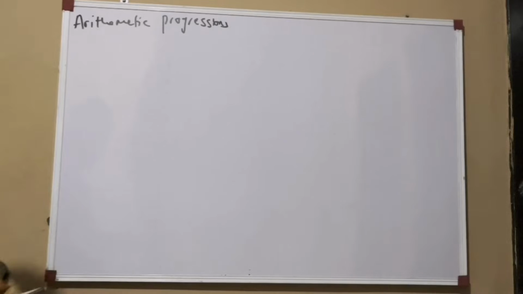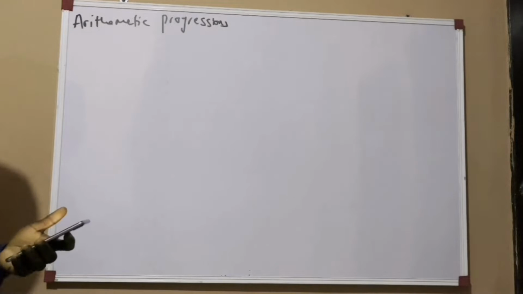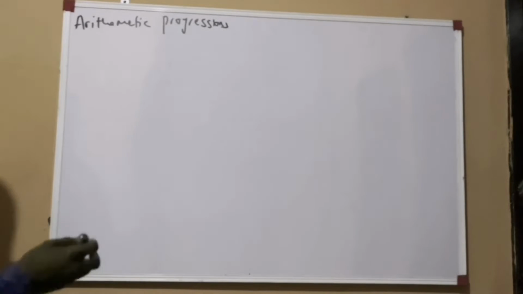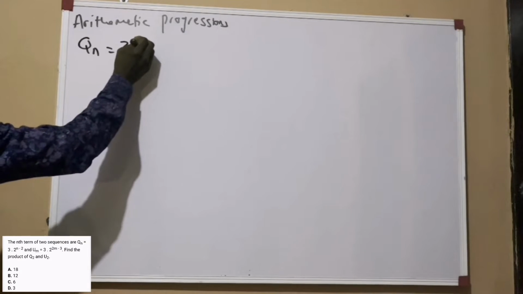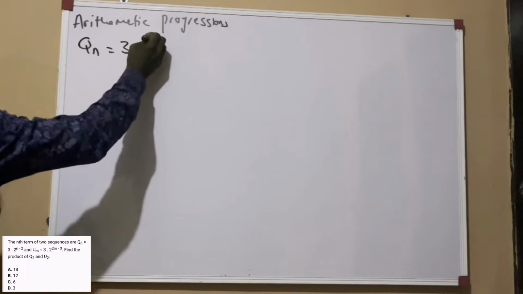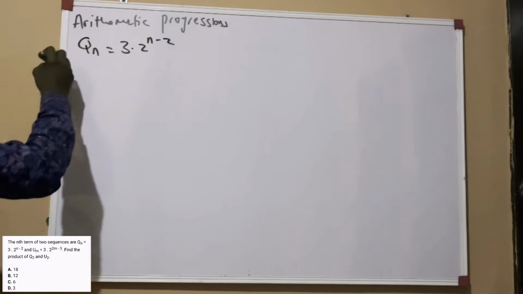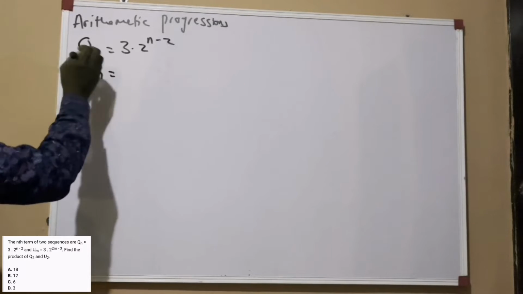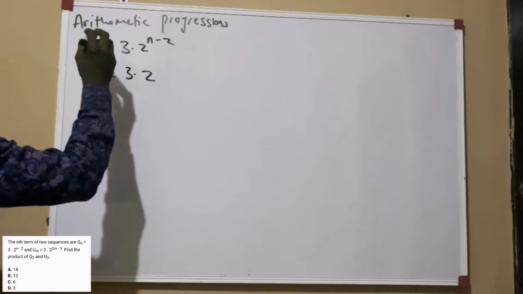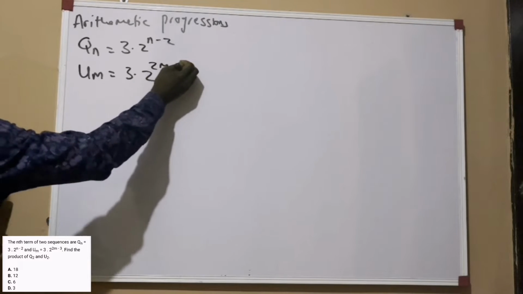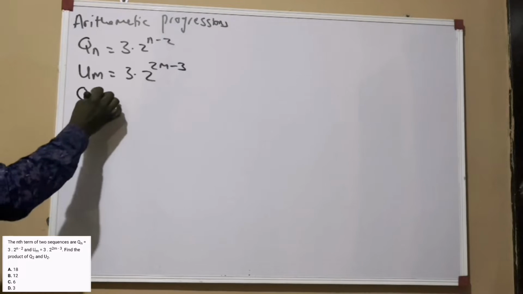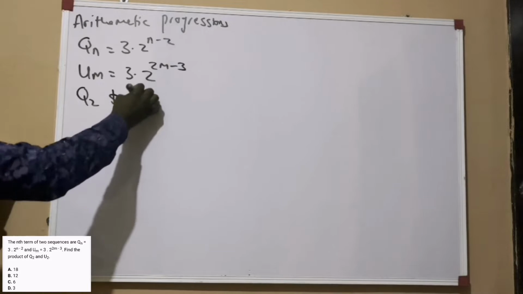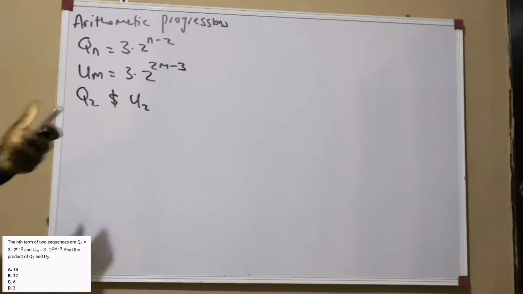And the first question says, without wasting time, the nth term of two sequences are Qn equal to 3.2 raised to the power of n minus 2 and Un equal to 3.2 raised to the power of 2n minus 3. Okay, now we have to find the product of Q2 and U2. We are told to find the product of Q2 and U2.